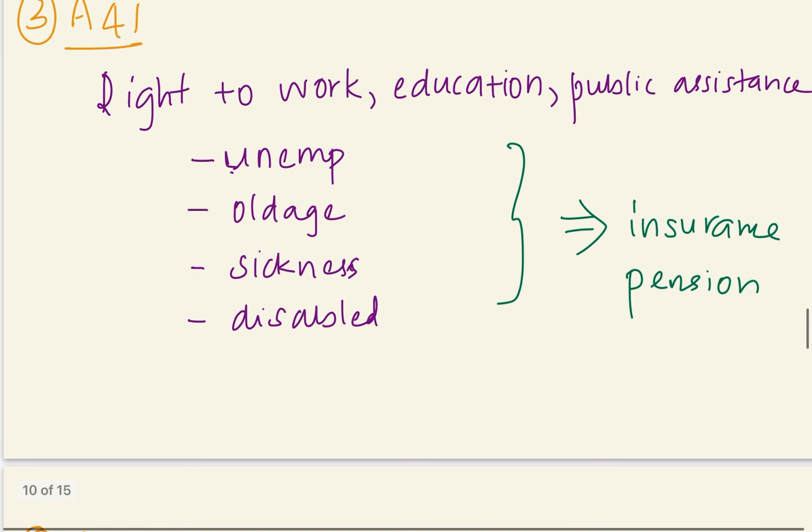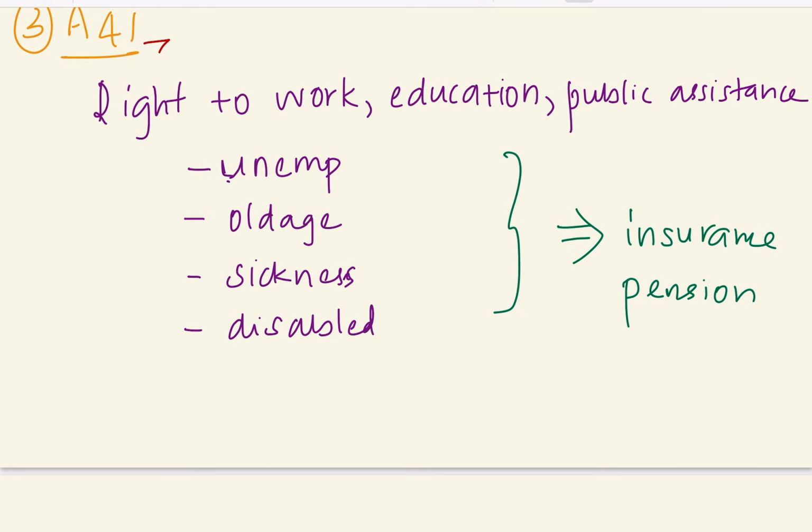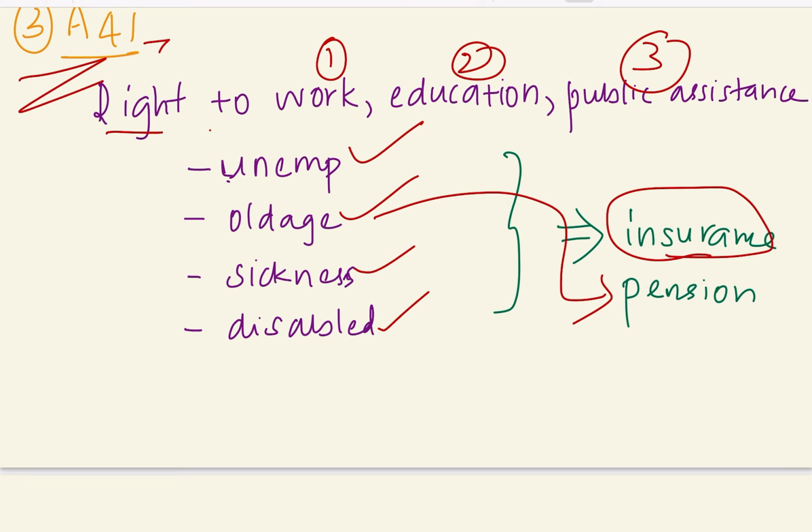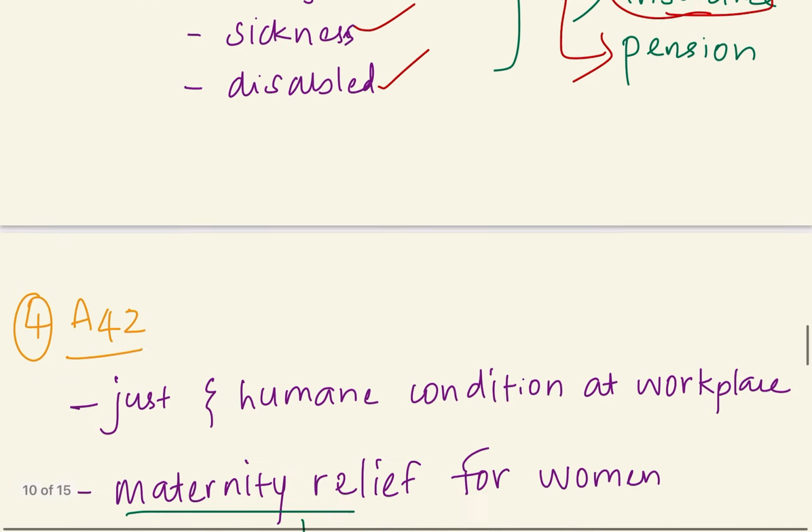Next we have Article 41. Article 41 is providing the right to three things: the right to work, education and public assistance. It provides these rights for the unemployed, old age people, sick people and disabled people. For all these people, it is providing these three rights. Take for example old age people: the concept of pension, and there's something called insurance. All this is given because it is mentioned in Article 41 of the Directive Principles of State Policy.